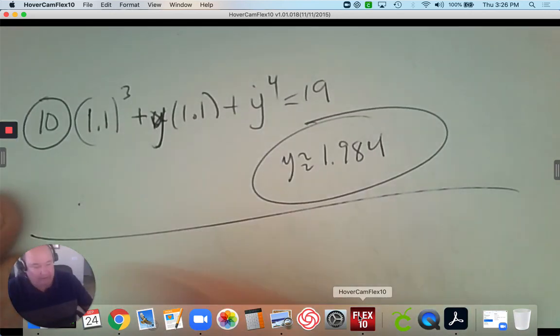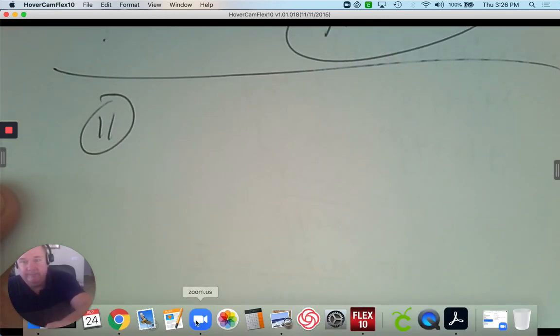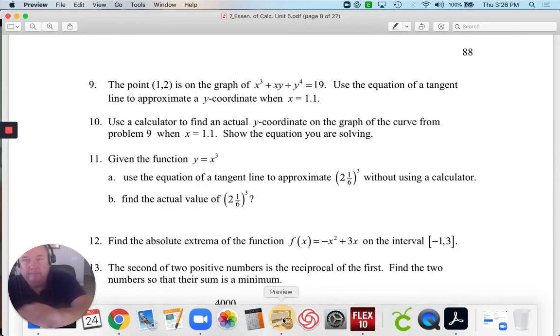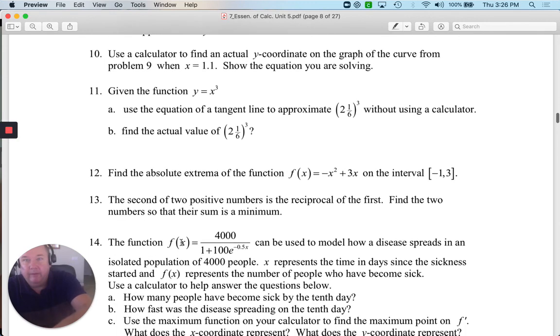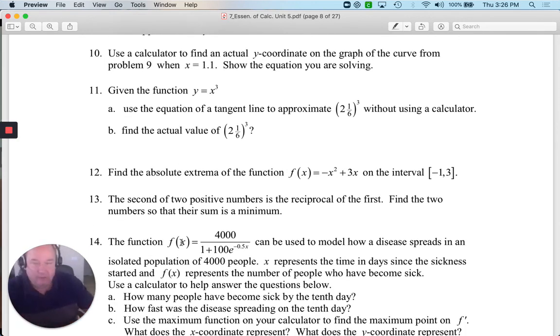Number 11. What's number 11? All right, this will be our last one for this video. Given the function y equals x cubed, use the equation of a tangent line to approximate 2 1/6 cubed without using a calculator. So to do that, I need a number close to 2 1/6. So I'm going to pick 2. And if x is 2, then y is 8.